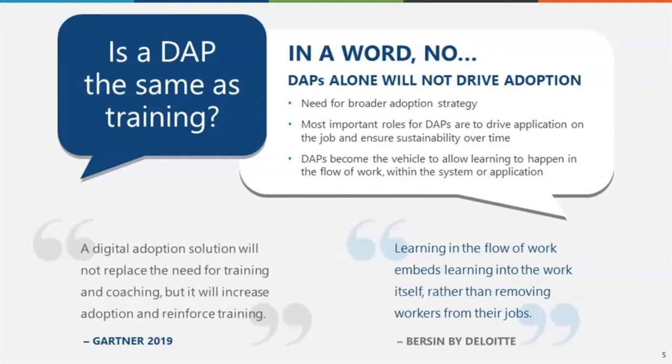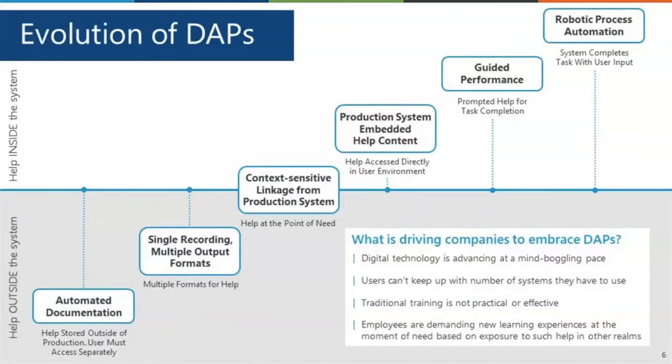So really, Gartner called out in 2019, so just last year, the purpose here is not to replace training or coaching, but really increase adoption and reinforce training. Spend a minute talking about where did these DAPs come from?